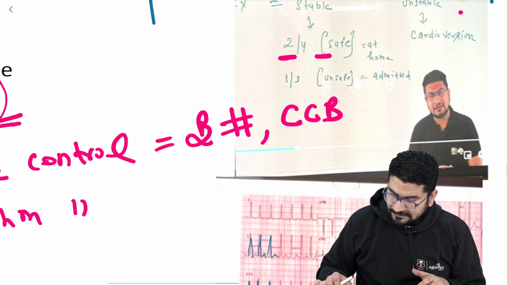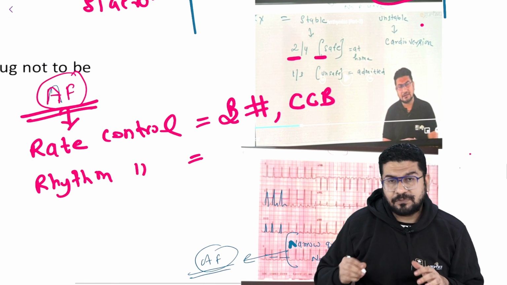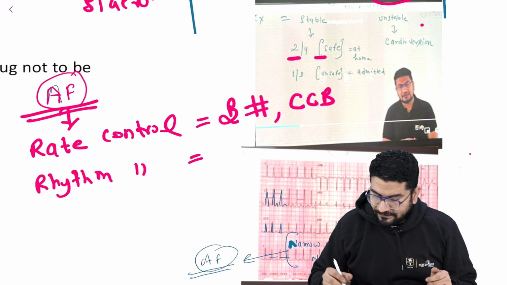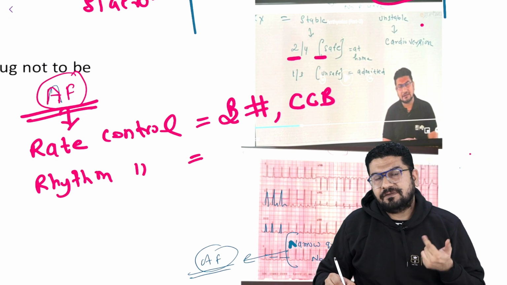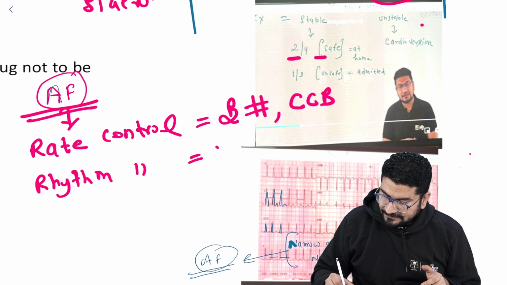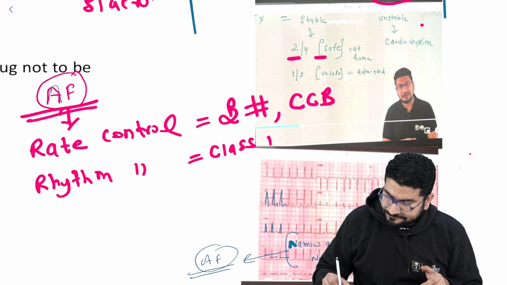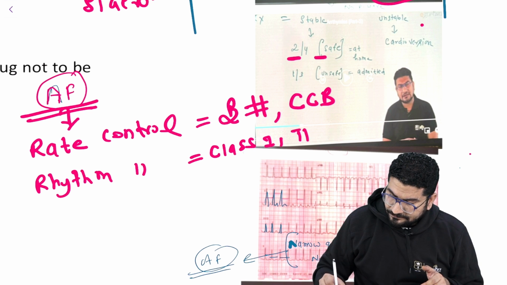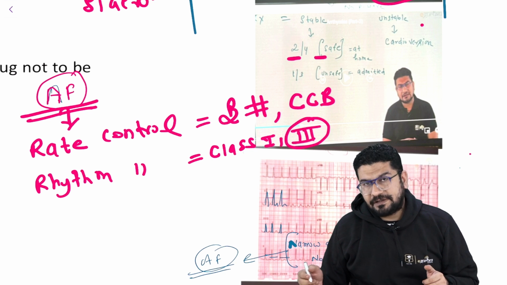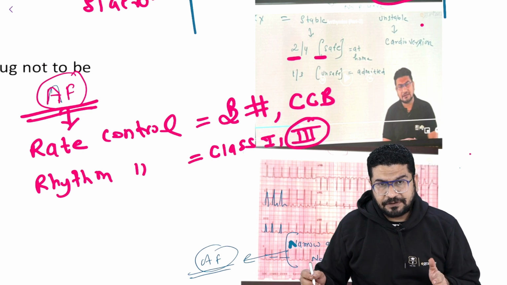Class 1 and 3 are more toxic drugs. They have more side effects. So class 1 and 3, like 1A, 1B, 1C and class 3. Class 1 nowadays we don't use. Class 3 will include drugs like amiodarone and ibutilide. So this is rhythm control, so we can use these drugs.